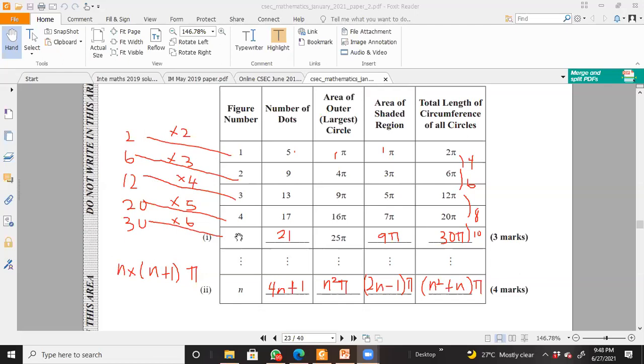This number here, you added 1 to it. So the same number represents the n. So it's n times n plus 1. Why n plus 1? Because say you add 1 to the 1, you get 2. You add 1 to the 2, you get 3. You add 1 to the 3, you get 4. You add 1 to the 4, you get 5. And you add 1 to the 5, you get what?